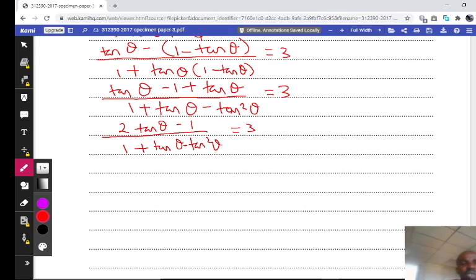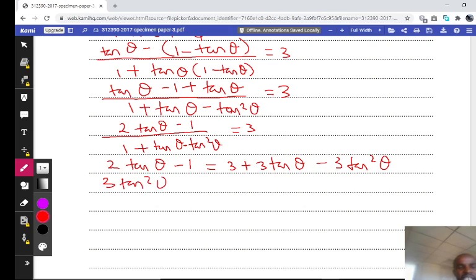Now cross multiply. It means all these values down here have to be multiplied by 3. It will be 2 tan theta minus 1 is equal to 3 plus 3 tan theta minus 3 tan squared theta. Like this. Now we have to collect like terms. For the tan squared theta term to be positive, it's better to transfer all our values to the left side, so that it will be 3 tan squared theta plus 2 tan theta minus 3 tan theta, then minus 1 minus 3 is equal to 0.